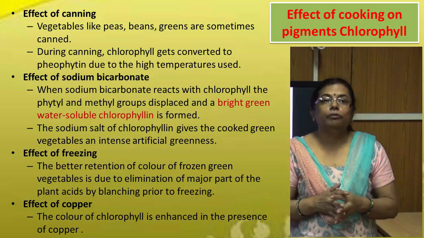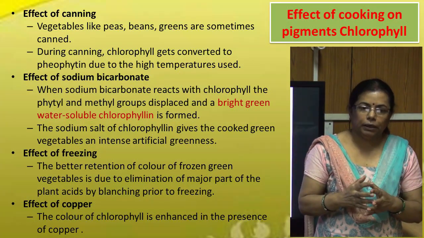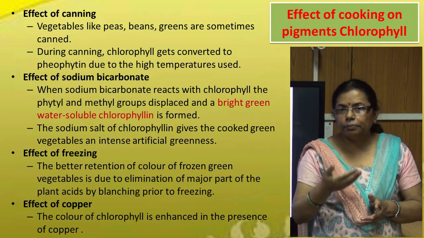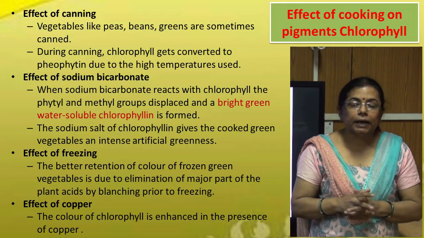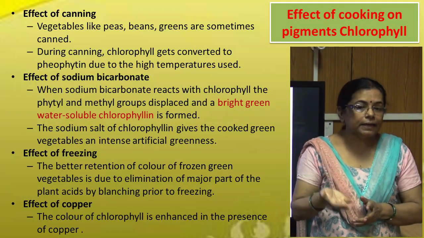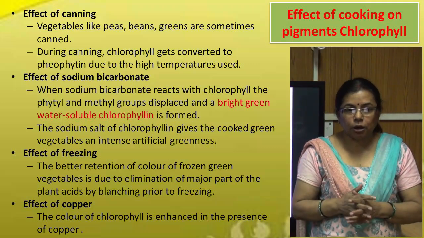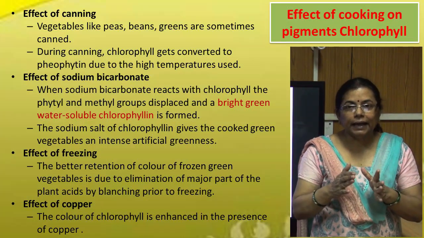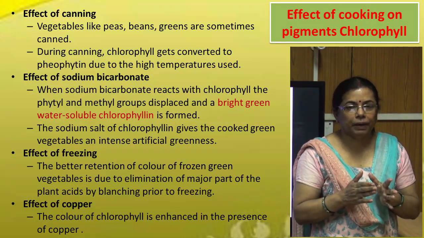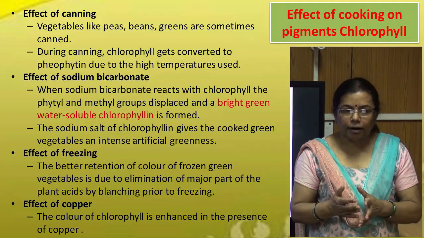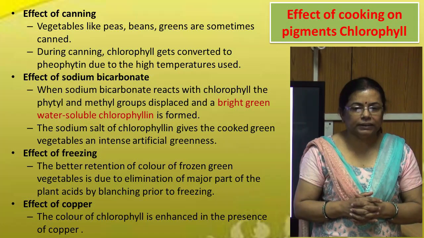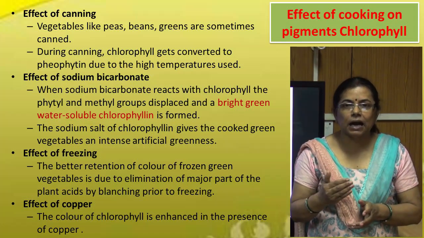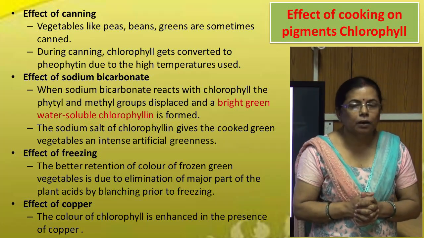Second, what is the effect of alkali on the chlorophyll? When green vegetables are cooked in the presence of alkali, the color becomes more intense due to the formation of chlorophyllin. The phytyl and methyl groups are replaced, forming the chlorophyllin. The sodium salt of chlorophyllin gives the cooked green vegetables an intense artificial greenness.